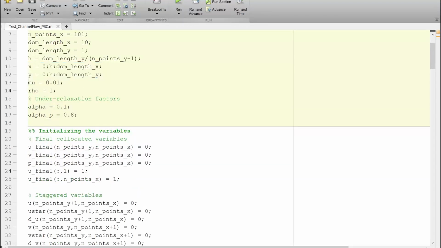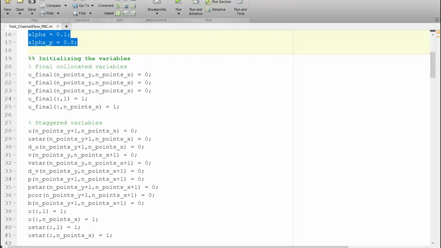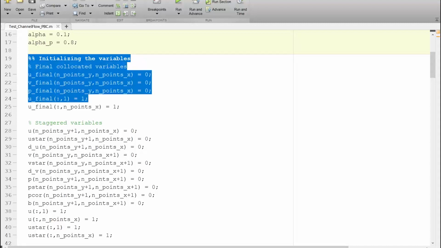Also, similar to the lid-driven cavity, I define the kinematic viscosity, a representation of the Reynolds number that appears in the momentum equation. My non-dimensionalized density is 1 and my under-relaxation factors are 0.1 and 0.8. Depending on the non-linearity of the problem, or on how high the Reynolds number is, you can change these factors. If the Reynolds number is very high, it may not work with the same factors and you might have to reduce them. The initialization of the variables is pretty much the same.